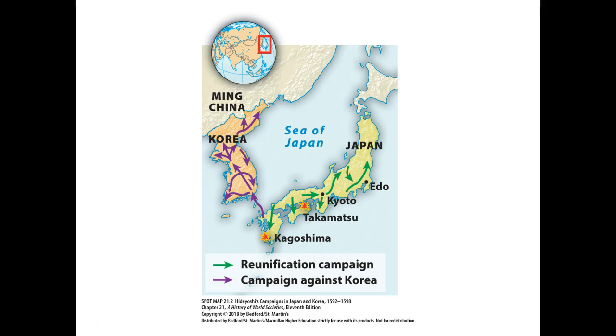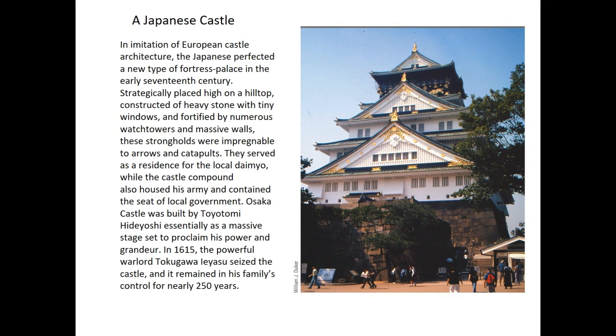Hideyoshi will eventually, and we'll talk about this in a minute, falter because he will attempt to conquer China. And along the way, he tries to conquer Korea. The Chinese get mad. They help Koreans out. And this essentially sort of bankrupts the rule of Hideyoshi. But he will be out. He will be replaced by Tokugawa, Tokugawa Ieyasu, who we'll talk about in a second.